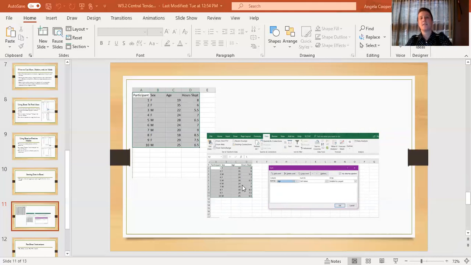Anyway, so once the data is selected, you click on the data tab at the top, you click on the sort button. This is going to pop up, and then depending on what you want to sort by, that's the choice that you will select from the drop-down menu. Again, if I want to sort it by participant number, if I want to sort it by gender, if I want to sort it by age, or even hours slept, I am capable of doing that.